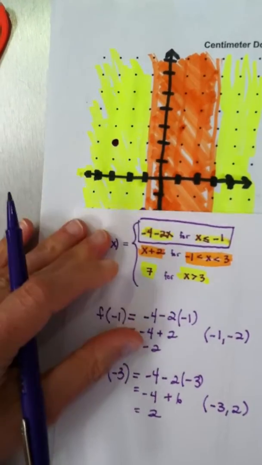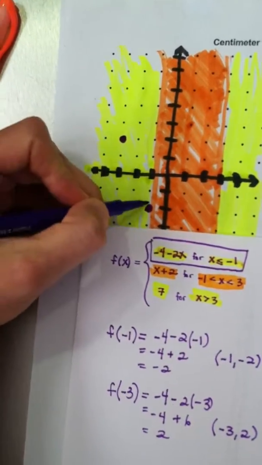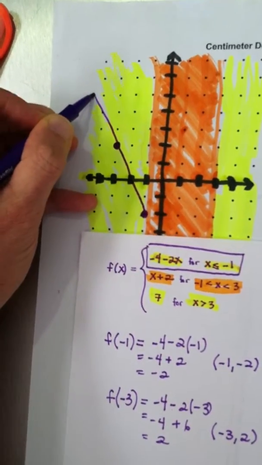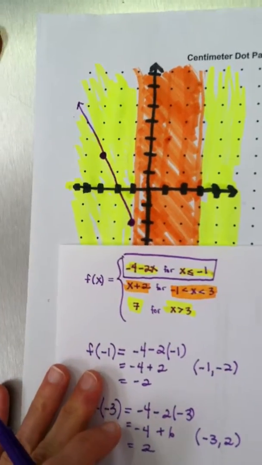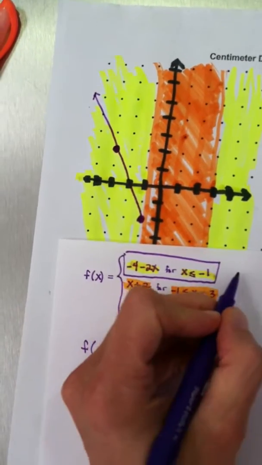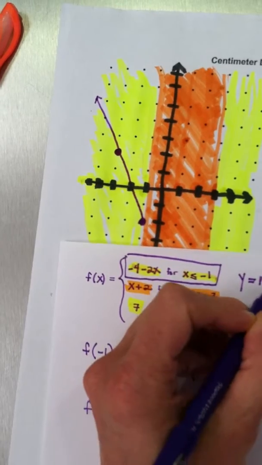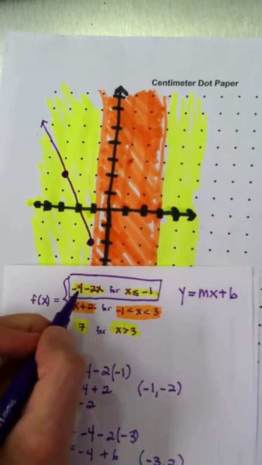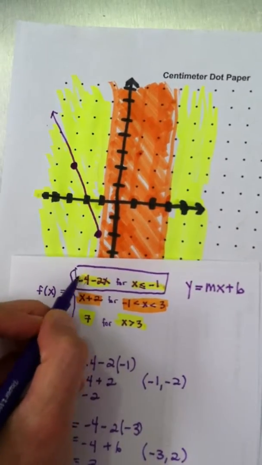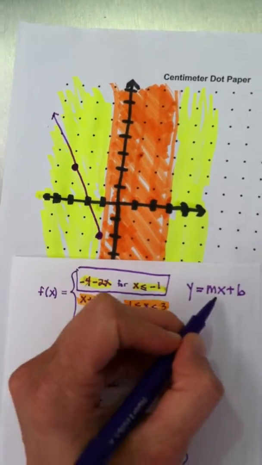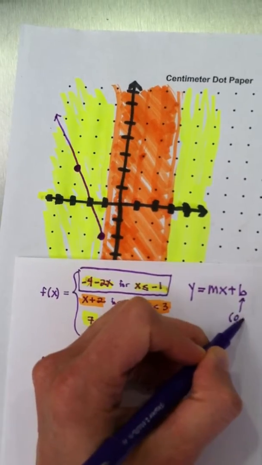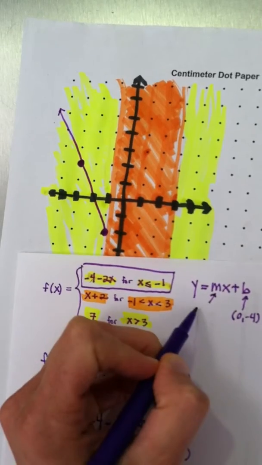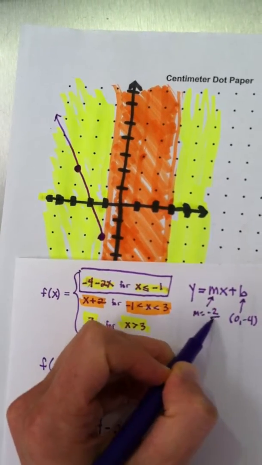And I know this is a linear function, so I'm going to be able to connect these with a line. I could have also used the fact that it's linear to sketch this by using the y equals mx plus b process, picking out the slope and the y-intercept. The y-intercept here is -4, so the y-intercept in my equation would be (0, -4). And the slope is -2, so the slope would be -2/1.